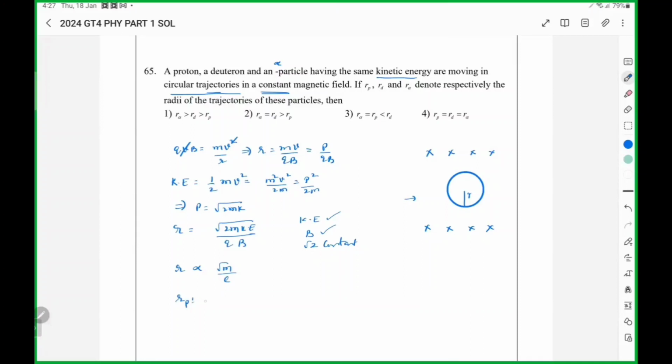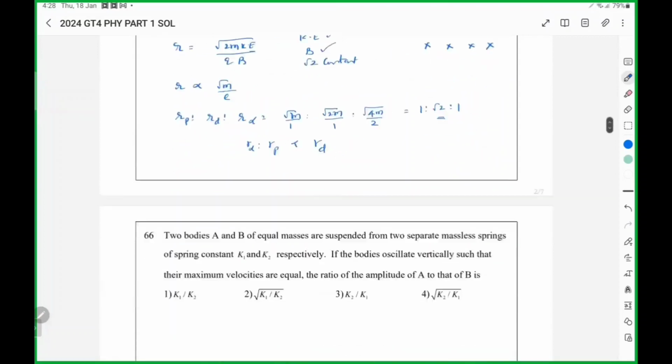For the proton, deuteron and alpha particle: the deuteron mass is 2m with charge 1, the alpha particle mass is 4m with charge 2, so the ratio is 1 is to root 2 is to 1. The alpha particle and proton move in the same radius, which is less than the radius made by the deuteron.